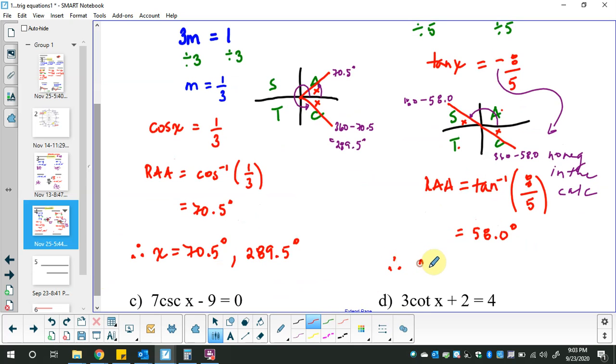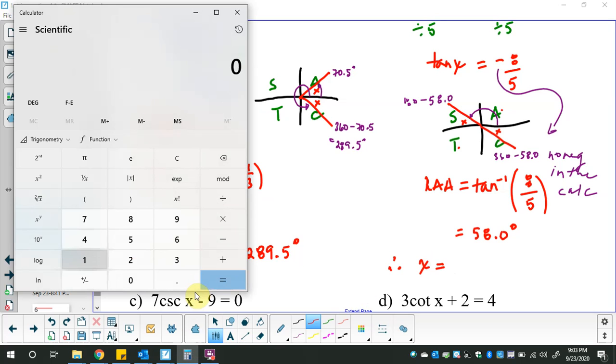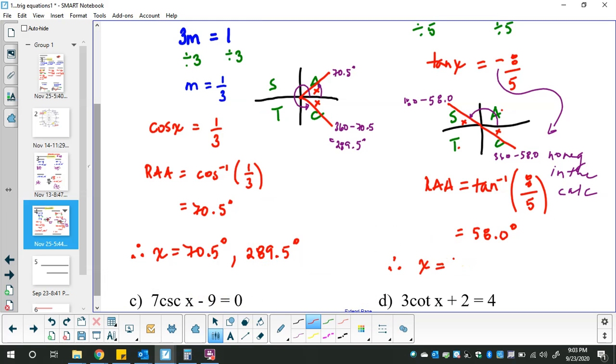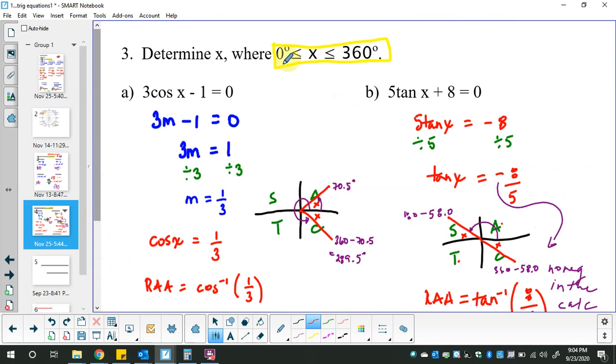So my X answers, my final answers, are 180 minus 58.0 is 122.0 degrees, and also 302.0 degrees. Both of those answers are between 0 and 360 degrees, so I'm good to go.